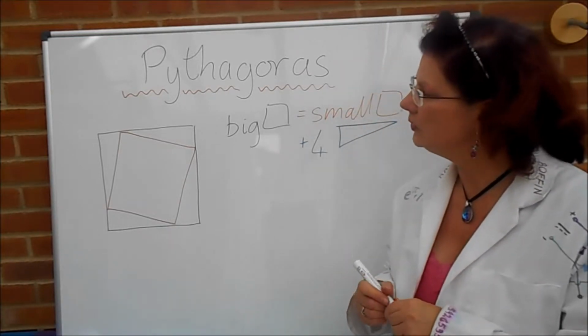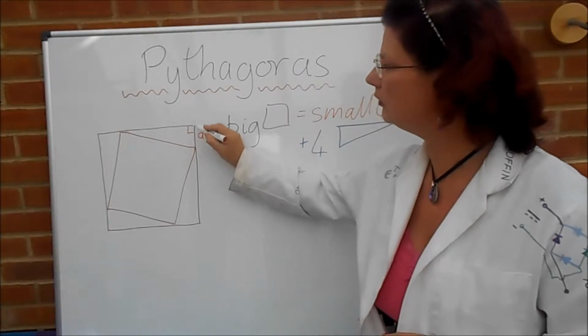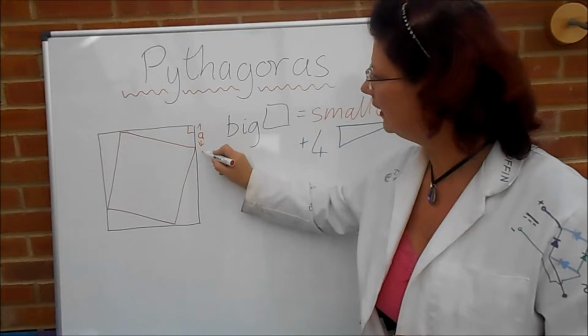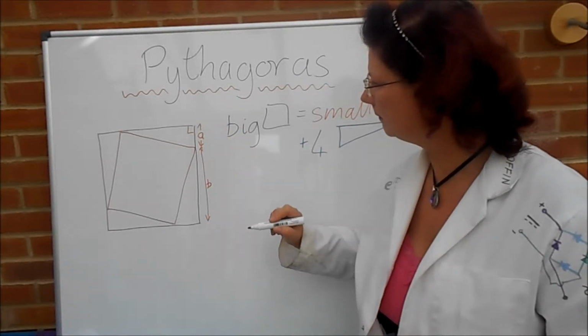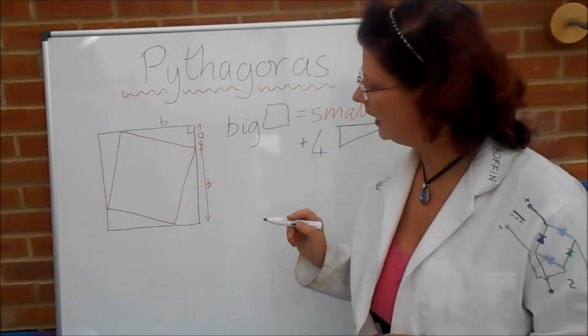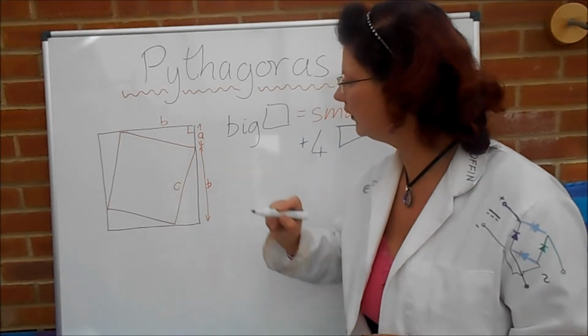So we're going to label the short bit of this right angle triangle as A, so that's A going there, and this longer bit here as B. So that means that that side is also a B. And then we're going to label this slopey side here as C.